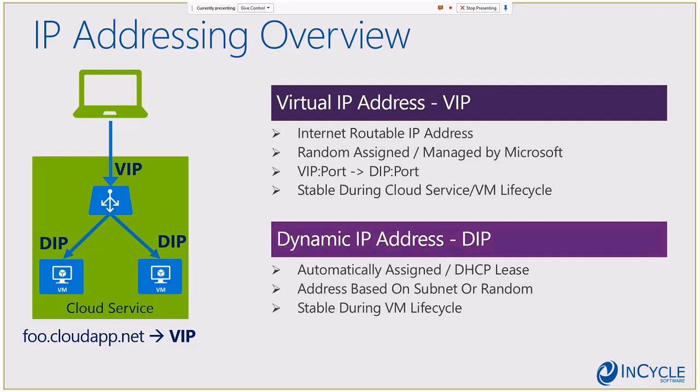So if I stop my VM, but do not shut down the VM, I still maintain that IP address. If I shut down or deallocate that VM, next time I start it up, I will get a different internal dynamic IP address based on how Azure wants to assign those and the subnet that it belongs to.